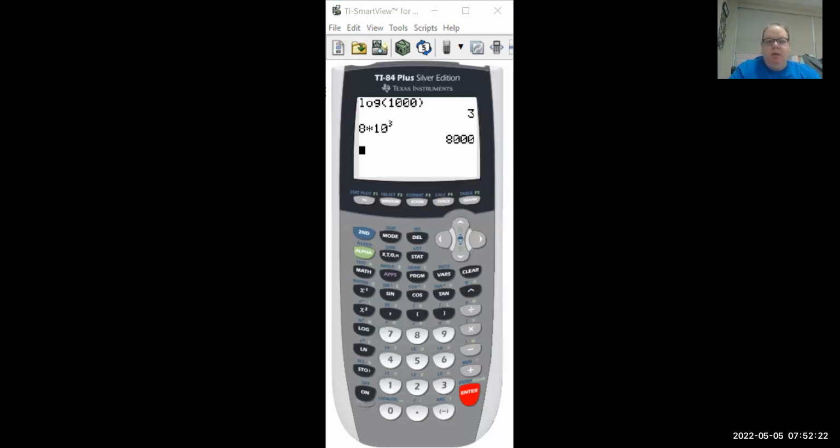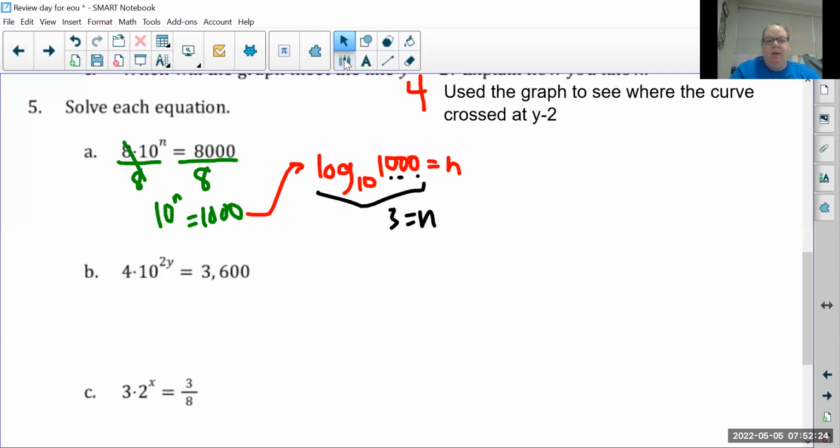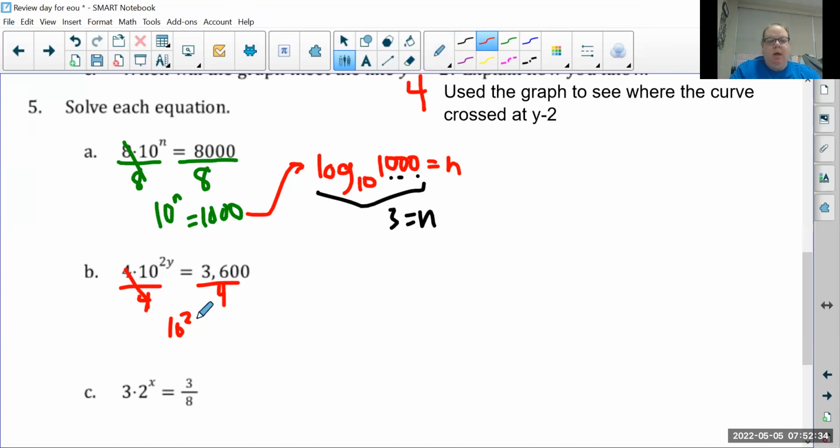So it's the same issue. There's a 4 on the same side as the base and the exponent. So I need to get rid of that 4. So I'm going to divide by 4 on both sides. That gets rid of that, and leaves me with 10 to the 2y. 3,600 divided by 4 is 900.